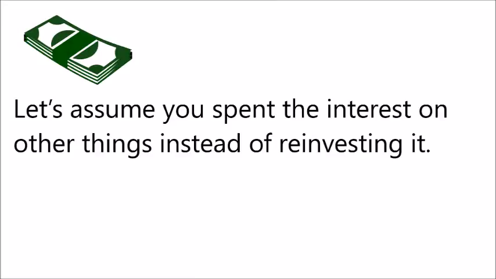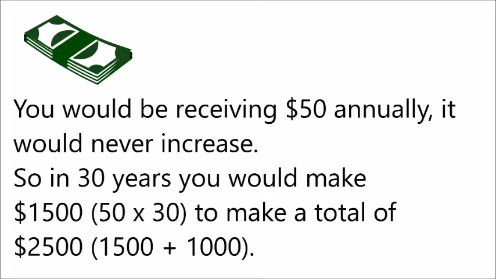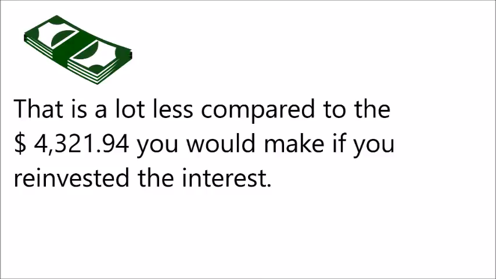Now let's assume you spent the interest on other things instead of reinvesting it. So every year, you would still be receiving $50 annually. It would never increase, right? Because the total pot's never increasing. So in 30 years, you'd be making an extra $1,500, so $50 times 30 years. Now your total would be $2,500, $1,500 plus your $1,000 that you originally invested. Now that is a lot less than the $4,321.94 that you would be making if you just kept the $50 in the pot every year.